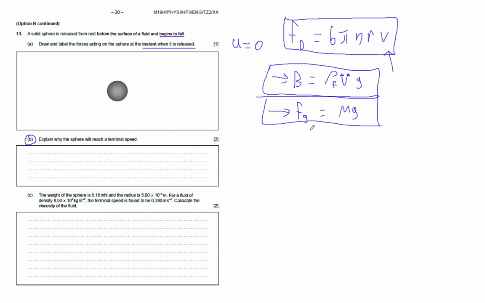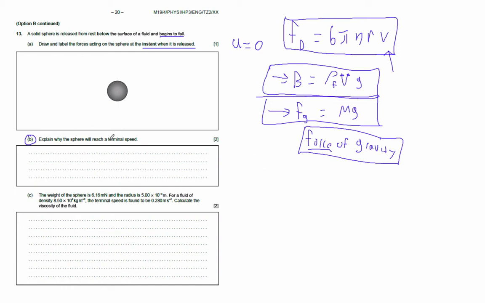And by the way, don't just call it gravity. You have to say force of gravity. They get really annoyed when you say gravity. For me, gravity would be good enough, but you need to say force of gravity because gravity could be confused with the gravitational field strength. Maybe, I just don't know. So label this one force of gravity, label this one the buoyant force, and put them in the right direction.